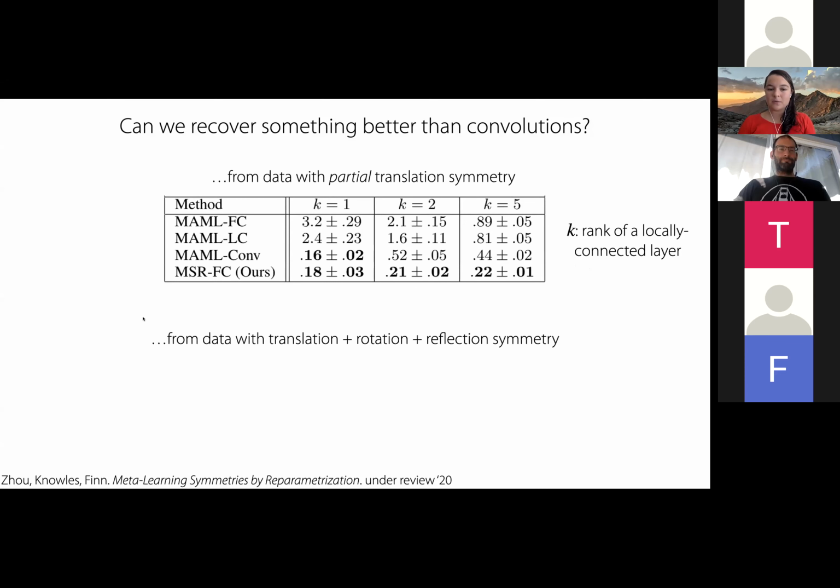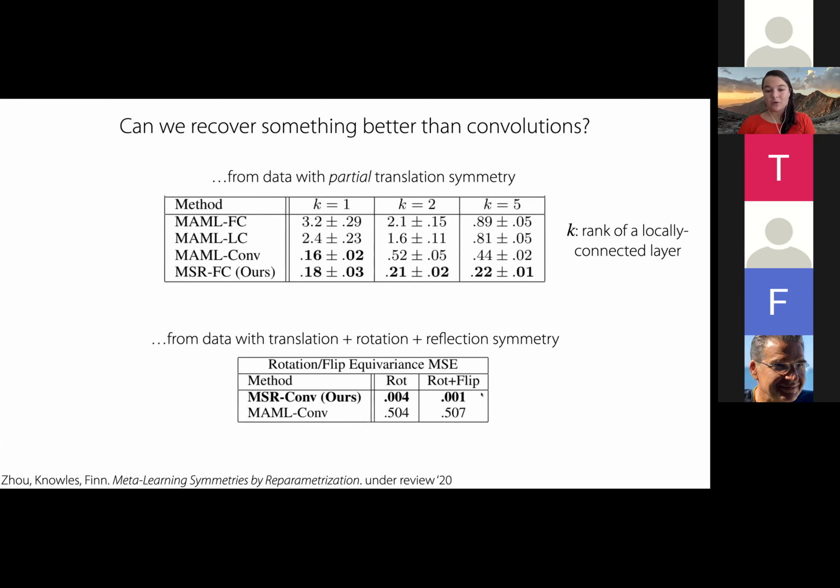We also looked at data with translation, rotation, and reflection symmetry. In this experiment, we applied MSR on top of a convolutional network. So we were building in the translation symmetry, but trying to learn rotation and reflection. And we were also able to do significantly better than MAML with a convolution architecture.